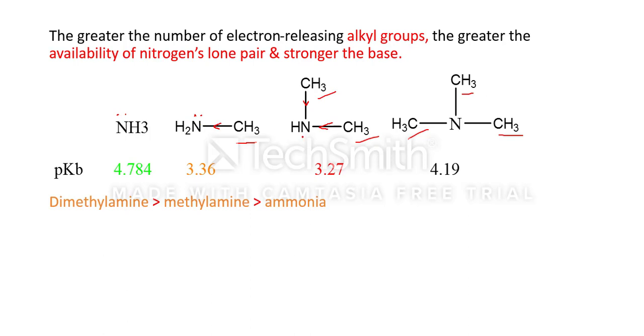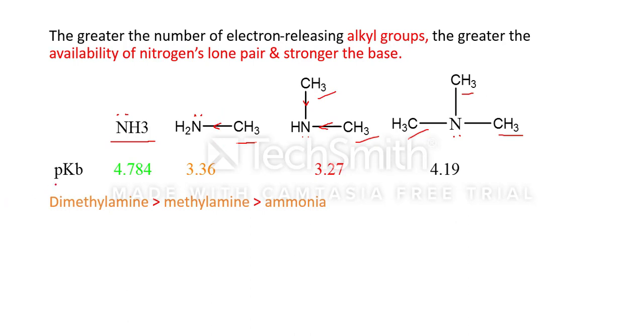It means here, in case of trimethylamine, more electrons are available than in dimethylamine. Dimethylamine has more electrons available than methylamine. Methylamine has more electrons than ammonia. This is the structure of ammonia, NH3. More electron pairs available means their basicity is more, or the amines are more basic.